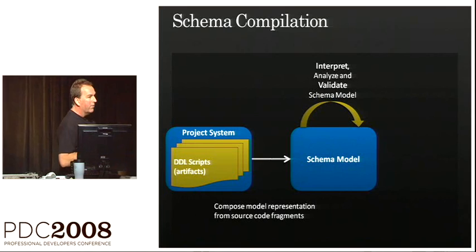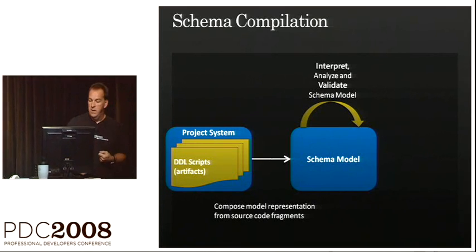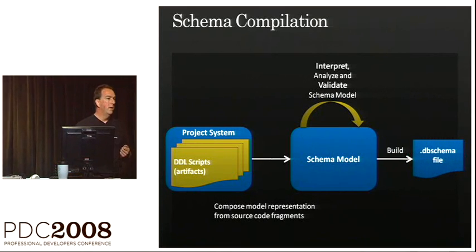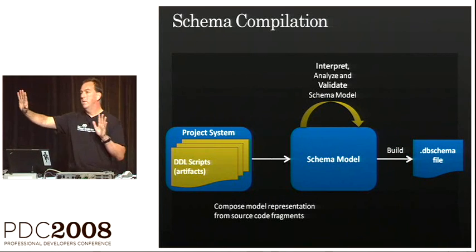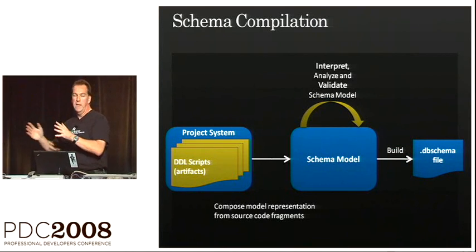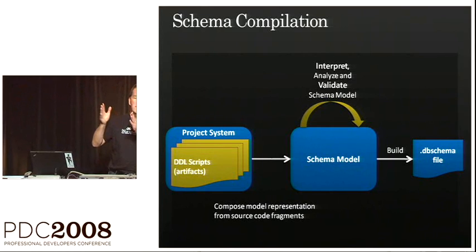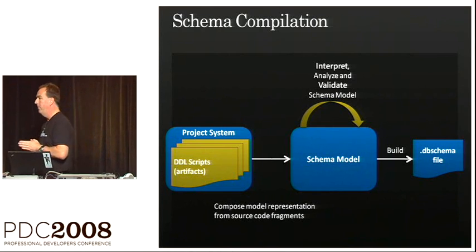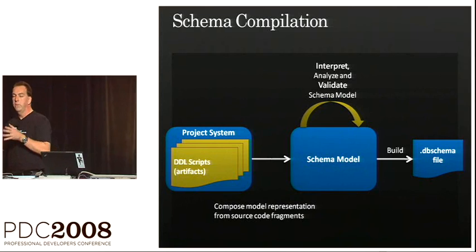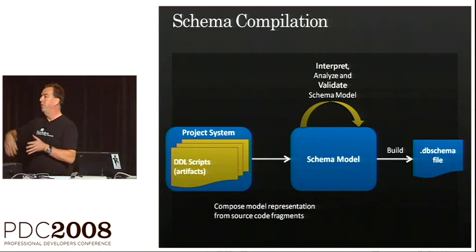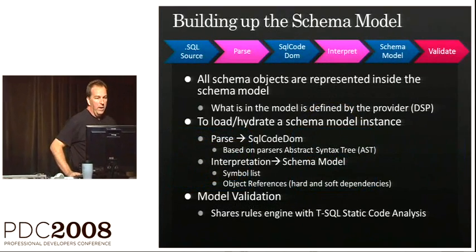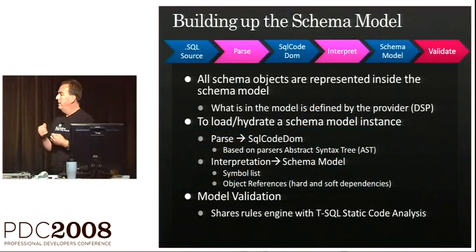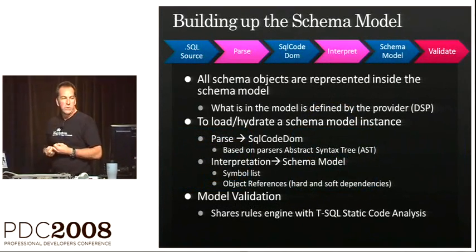So we do that in the background while you're working on your project, unless you actually call build. At build time, we freeze the model, we validate it, make sure it's stable, and once it's stable and there are no errors, we actually write out this DB schema file. This DB schema file is the persistence format that we can then start to feed into the deployment engine in the next step. Okay?